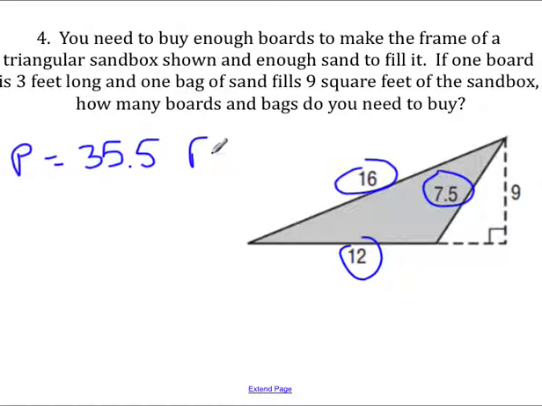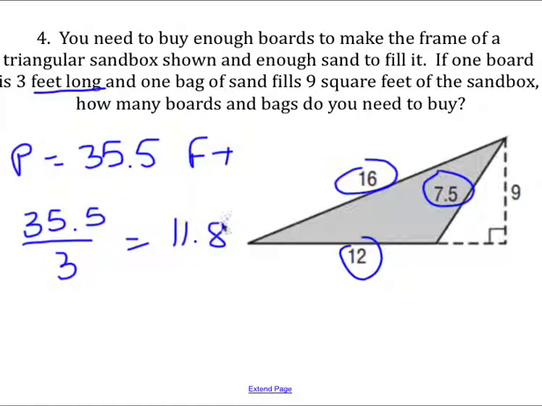Now what we need to do is figure out how many boards it will take. It tells us that each board is 3 feet long. So we know we need 35.5, and we're going to divide that by 3 feet for each board. When you divide that out, you get 11.8 boards. Do most stores let you buy 0.8 of a board? No, so we're going to have to round up, because we need to make sure that we have at least 11.8 boards' worth of length. So we're going to end up needing 12 boards in order to get all of our sandbox covered.